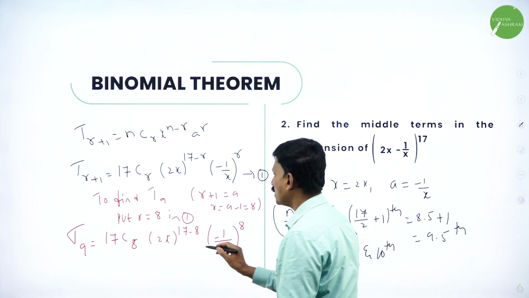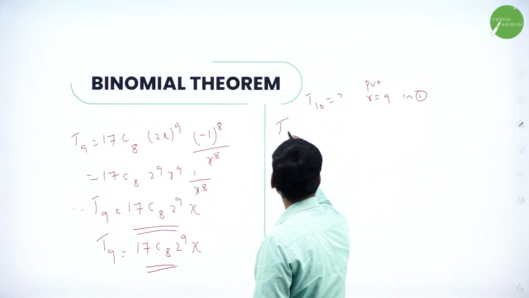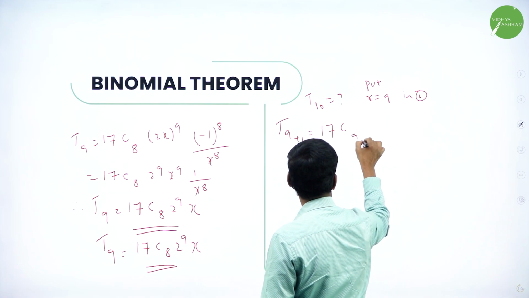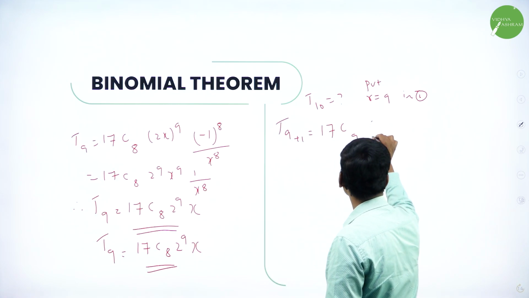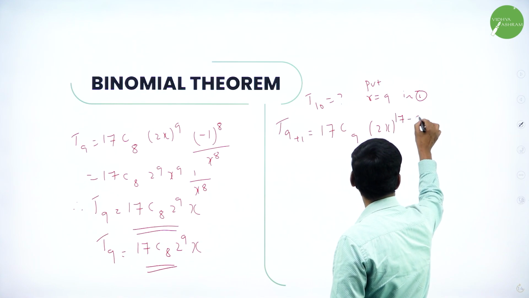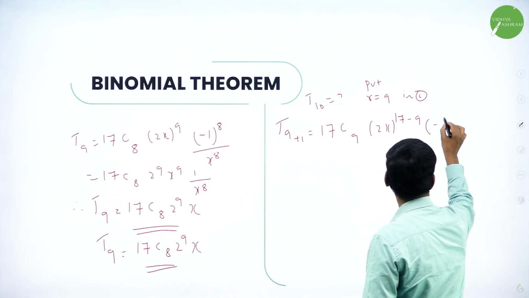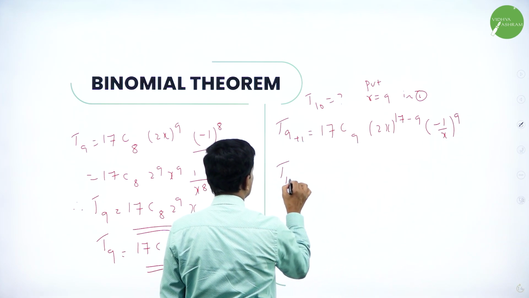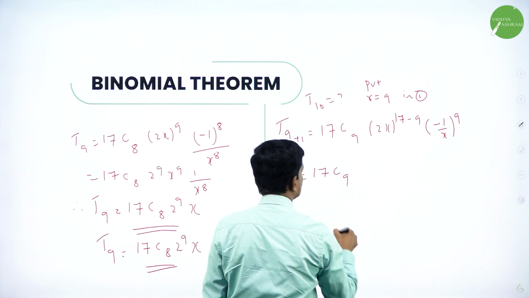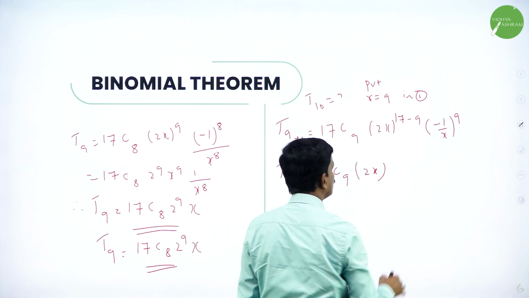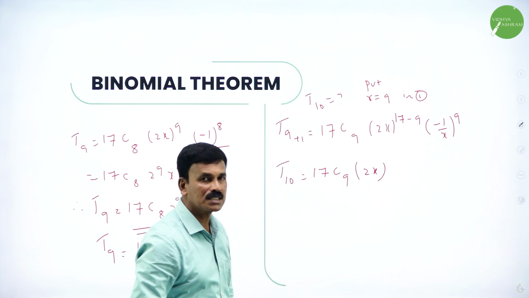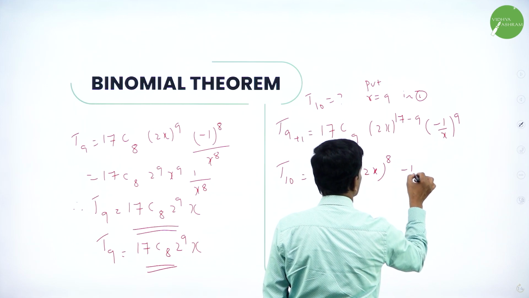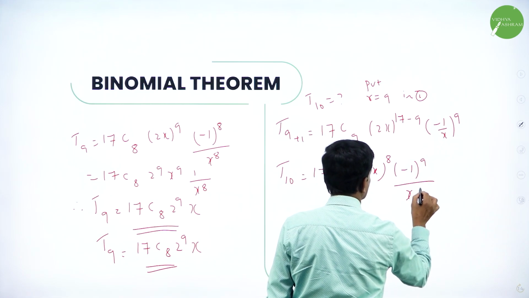So, what is equation number 1? T(9+1) is equal to 17C9, (2x) to the power of 17 minus 9 into (minus 1 by x) to the power of 9. Okay. This is t10 is equal to 17C9, (2x) to the power of 17 minus 9, which is 8, into (minus 1) power 9 divided by x power 9.